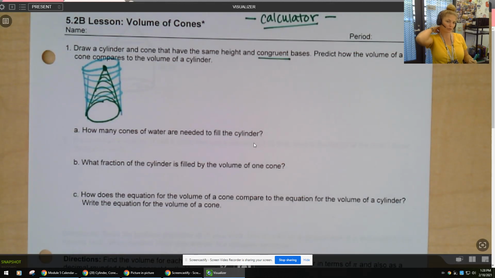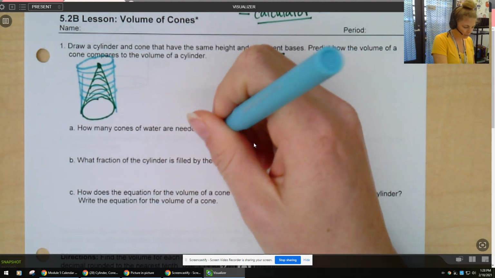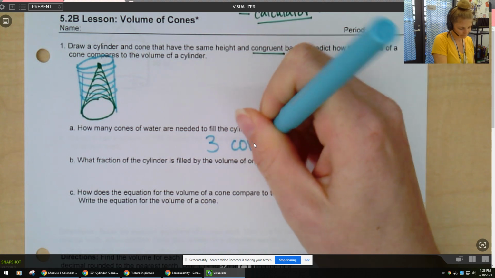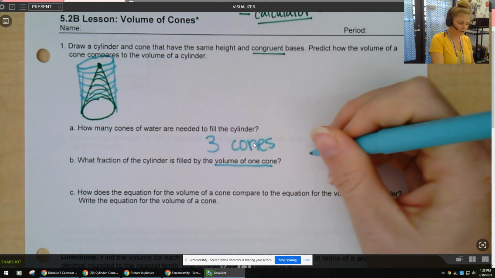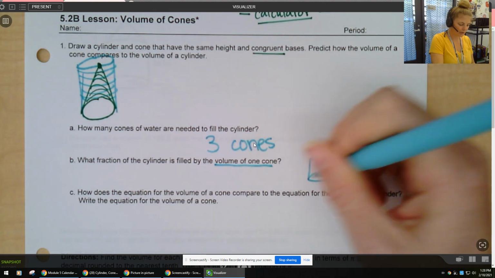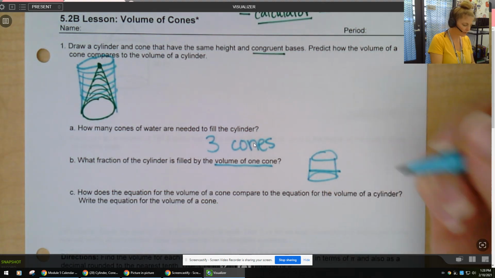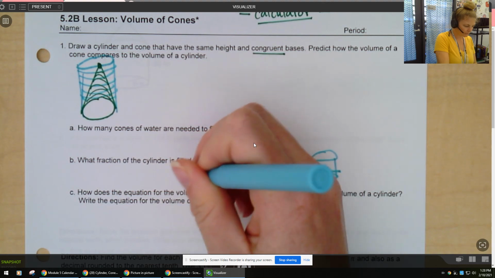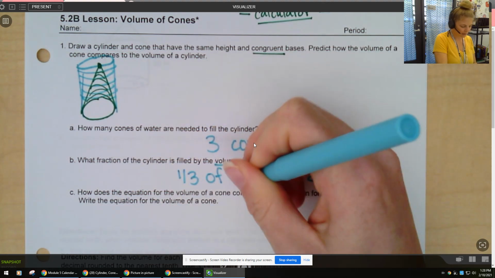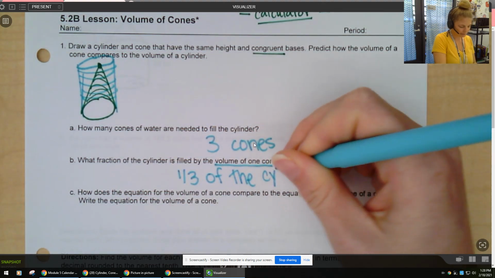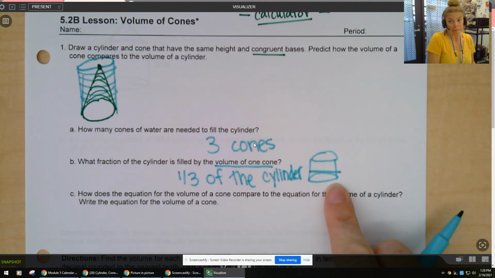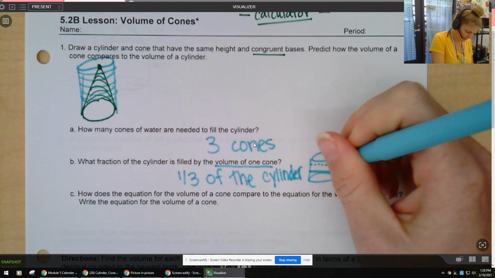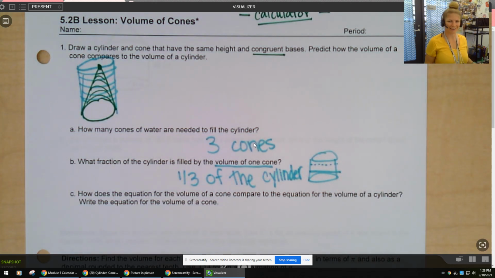Okay, so how many cones of water were needed to fill the cylinder? 3 cones. So what fraction of the cylinder is filled by the volume of 1 cone? So if we put 1 cone in the cylinder, how much was filled? 1/3 of the cylinder. That kind of looks like 1/3, right? Maybe I can split it like this, so maybe it looks more like 1/3.